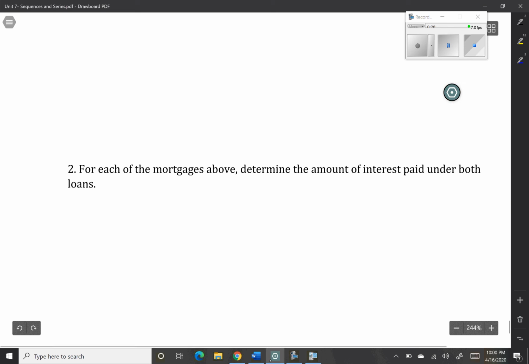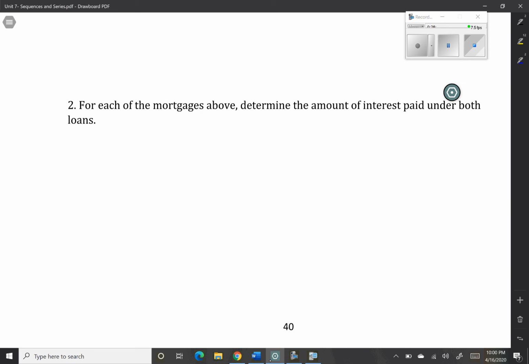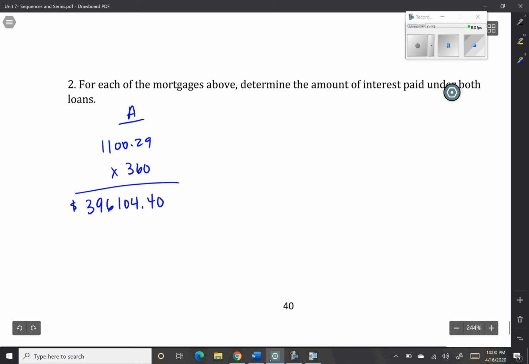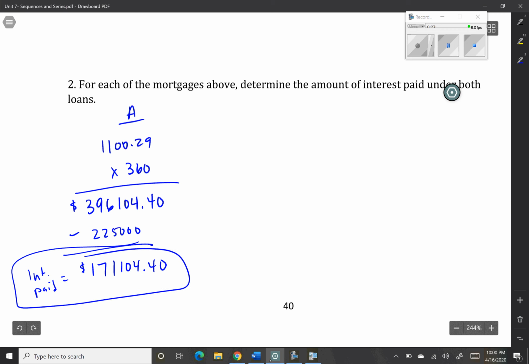In question 2, it asks us to figure out how much interest is paid over the course of each loan. So for mortgage A, I'm paying $1,100.29 for 360 months. So that's $396,104.40. Well, I only borrowed $225,000. So over the course of this loan, you're going to pay $171,104.40 in interest. So this is your interest paid over the course of your loan for mortgage A. That's a lot of money. You could almost buy 2 houses for that.